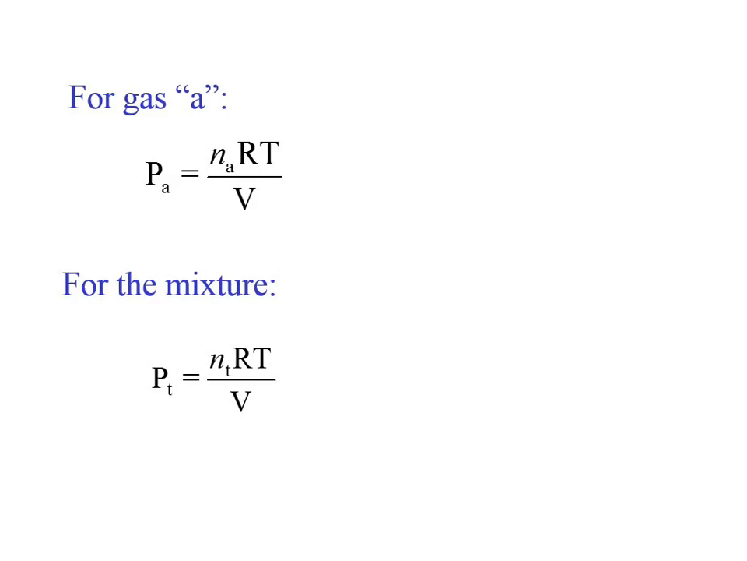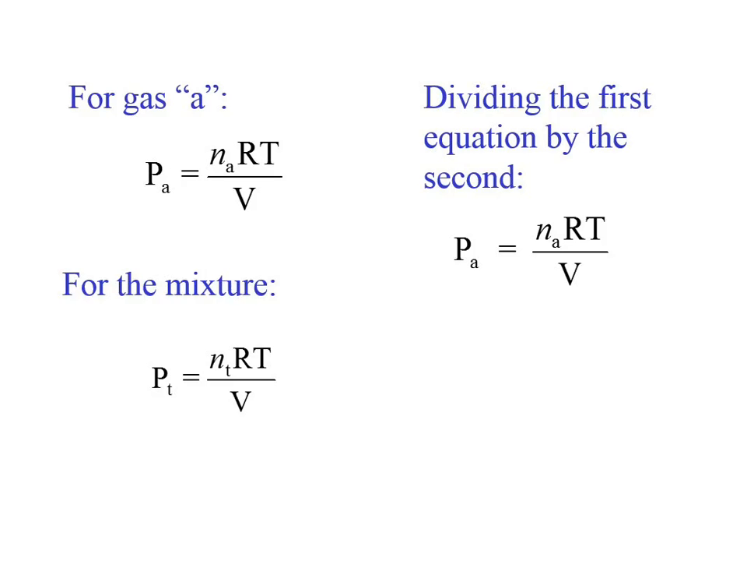Now, especially in Chem 2, we do a lot of this. We're going to take the top equality and divide it by the bottom equality, and it looks like this. I know it seems strange. You're like, why would you do that? Well, if we do that, notice that the R's, of course, cancel. The temperatures are the same, whether it's an individual component or a mixture. They are in the same common volume.